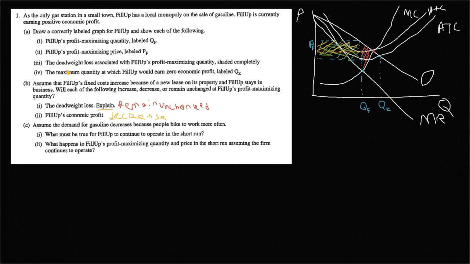Alright. What has to happen to remain in the short run? Well, the price must be greater than the average variable cost. Because if it's less, we will be losing money by paying workers or operating some electricity or whatever that might be. And so if you lose, then you're going to shut down, not necessarily exit the market, but you're going to shut down during that time.